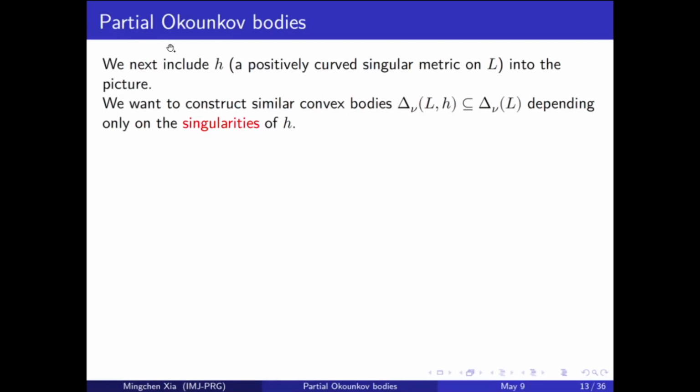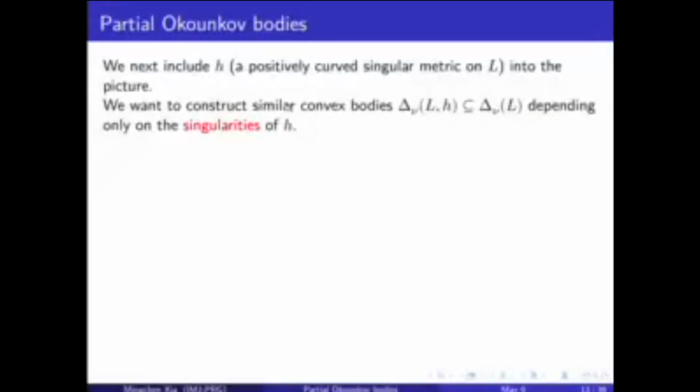Okay, at this step, we're going to talk about these partial Okounkov bodies. In order to talk about these partial Okounkov bodies, instead of only considering the line bundle L, we're also going to fix a positively curved singular metric h on our line bundle L. We want to construct some similar convex bodies, Δ_ν(L,h), which depend only on the singularities of h.